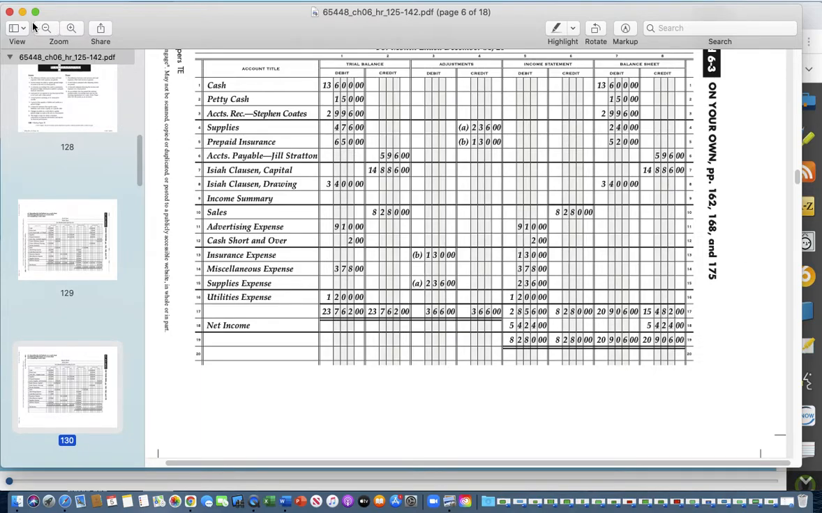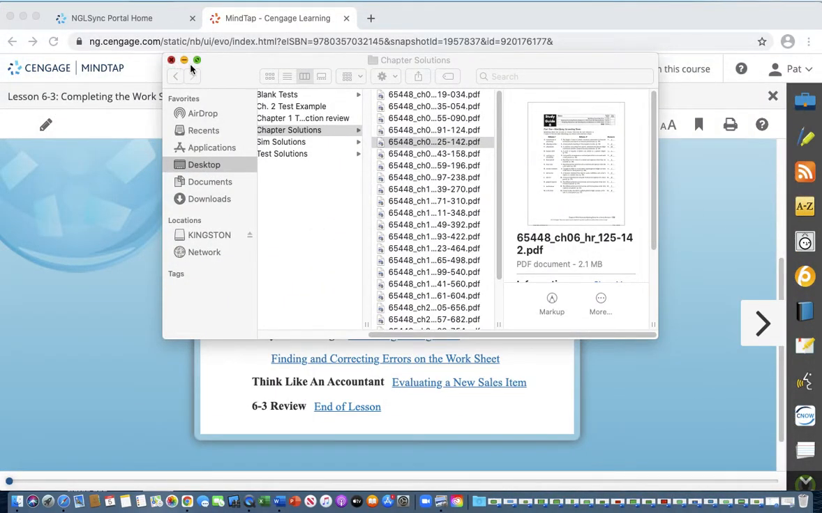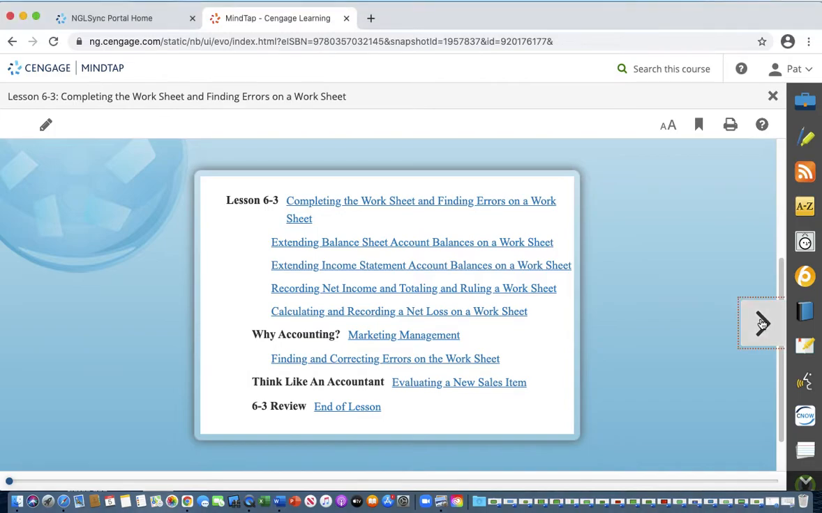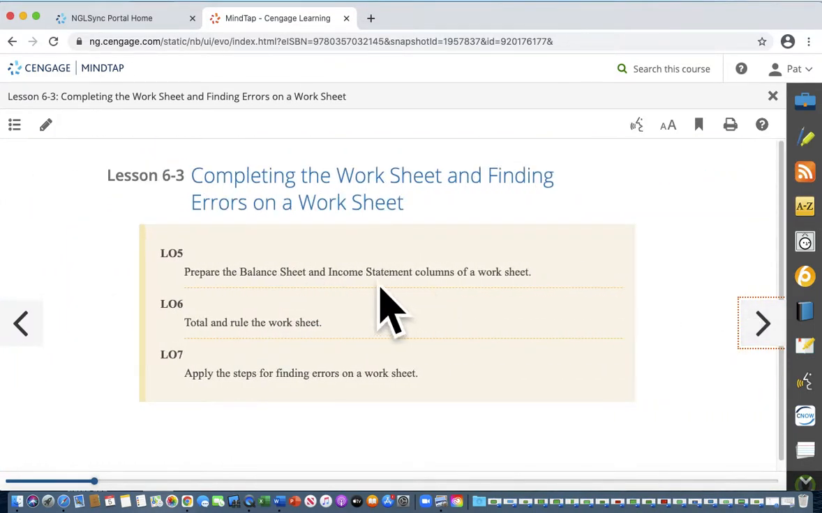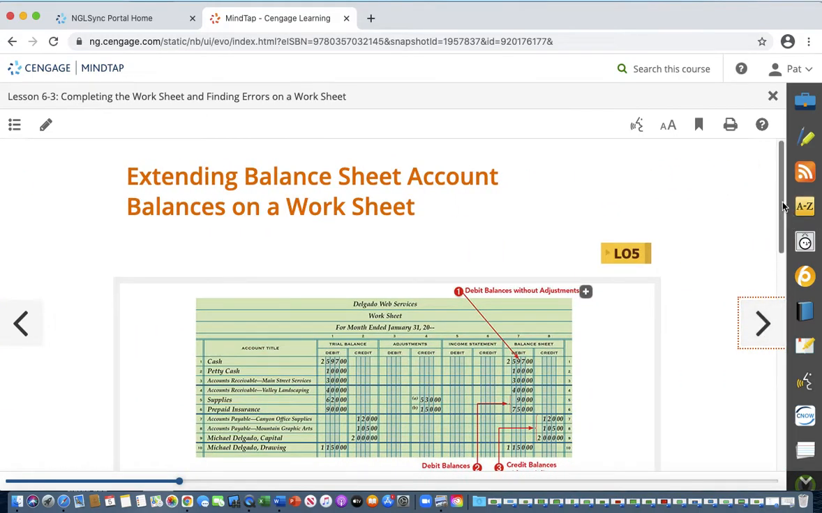That's what we're going to do right now. We're going to hammer through it quick so we can give you some time. We're going to prepare the balance sheet and income statements. We're going to rule the worksheet. And we're going to find out if there's any errors.